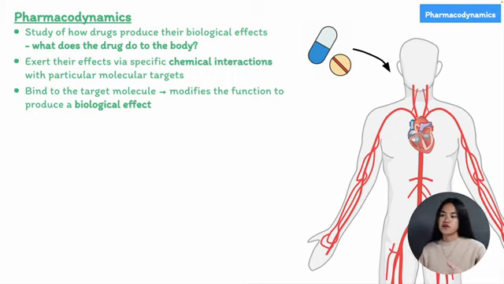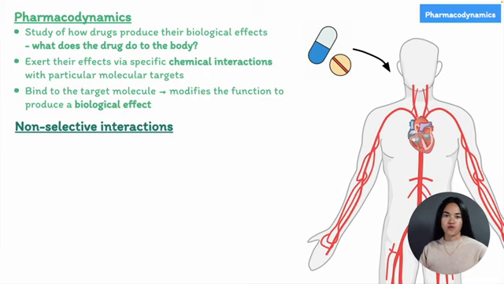The ability of a particular drug to bind to its molecular target is determined by both the structure of the drug and the structure of the molecular target. And the type of interactions formed between the drug and its target is important as well. One thing I want to point out is that there are drugs that produce their effects on the body by acting on simple physical or chemical processes. These are called non-selective interactions or effects. What this means is that these drugs aren't interacting with a specific molecular target, but instead are modifying a more general physical or chemical process.